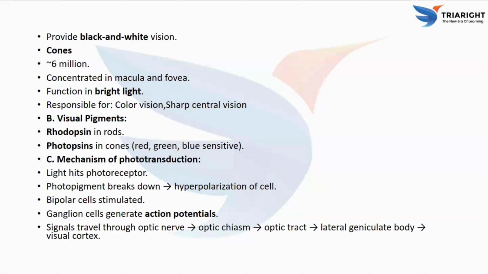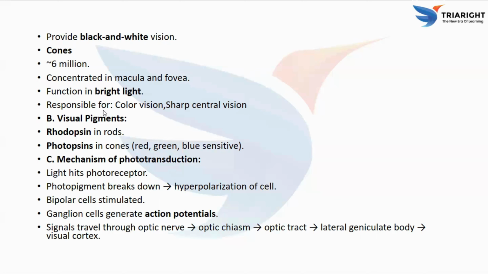And then coming to visual pigments. What are visual pigments? These are the light sensitive molecules inside the rods and cones. They are rhodopsin and photopsin. What is rhodopsin? Rhodopsin is a visual pigment present in the rods. It is extremely sensitive to low light and helps with night vision. Whereas photopsin is present in cones.